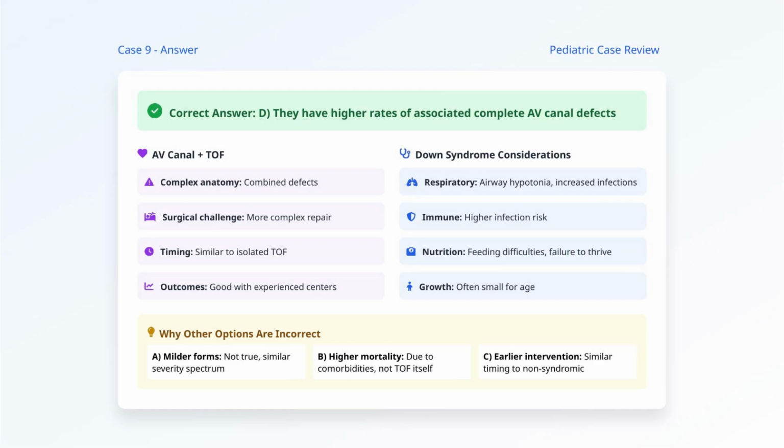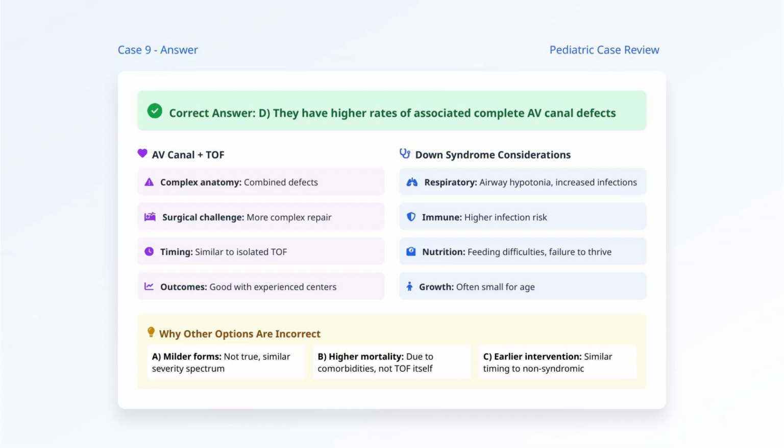Patients with Down syndrome and Tetralogy of Fallot have higher rates of associated complete atrioventricular canal defects, sometimes called AVSD plus TOF. This combination requires a more complex surgical approach than isolated TOF, as both the septal defects and the right ventricular outflow tract obstruction must be addressed. While patients with Down syndrome may have higher perioperative risks, this is primarily due to associated comorbidities rather than intrinsically higher mortality from TOF itself.